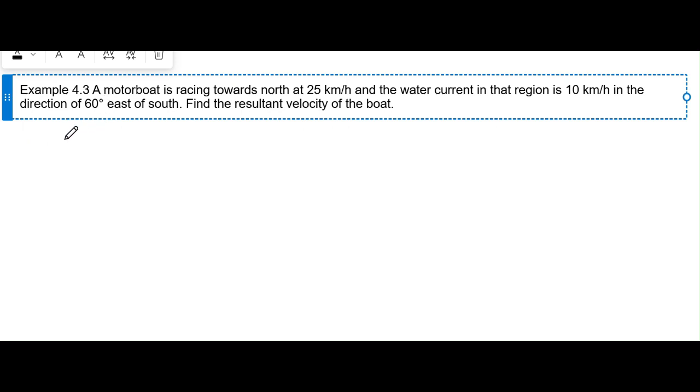Where we are going to use law of cosine and law of sines as we have discussed in the last one. So here we have a problem. A motor boat is racing towards north at 25 km per hour, and the water current in that region is 10 km per hour in the direction of 60 degrees east of south.